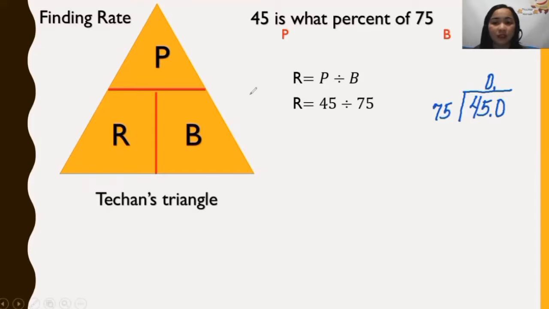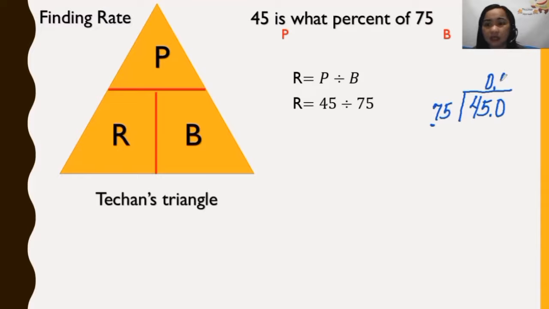Now, what is 450 divided by 75? Assuming... what I do here is, this is 45. What do I multiply to 7 so that the answer will be close to 45? So that's what I do.